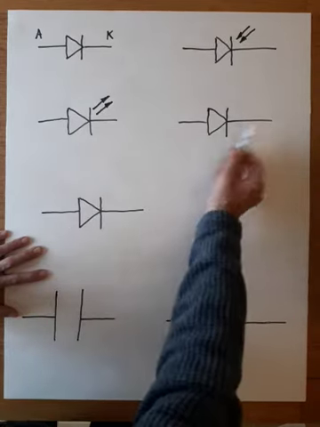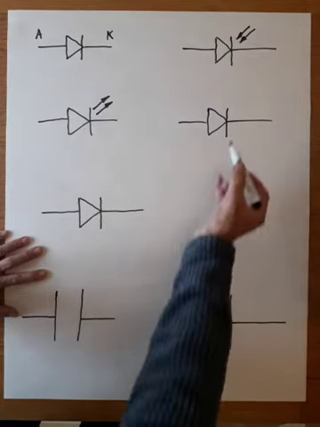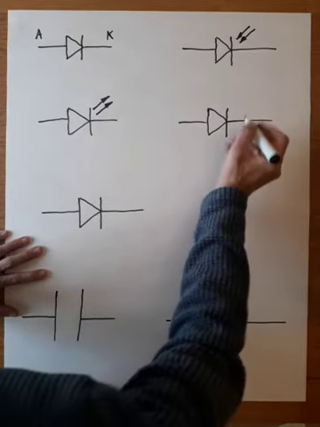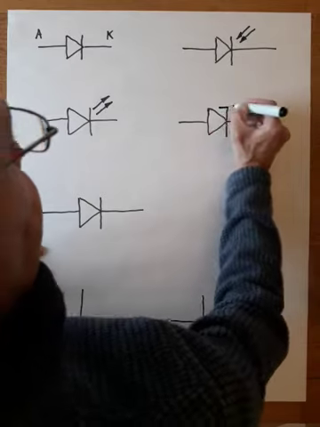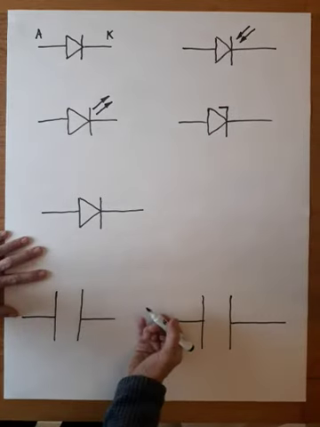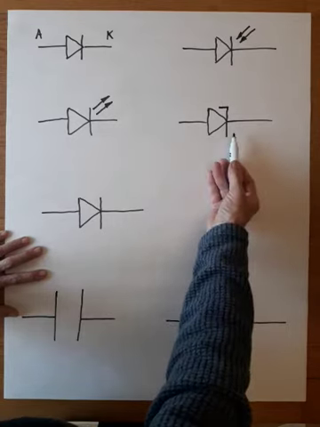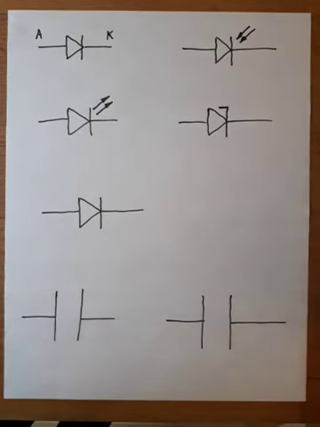The last one, sorry, the penultimate one here is the Zener diode. A Zener diode is unusual. Okay, we'll cover that later on in the notes. Usually used as a voltage regulator, something that keeps a voltage stable in some sort of a power supply or electronic system.